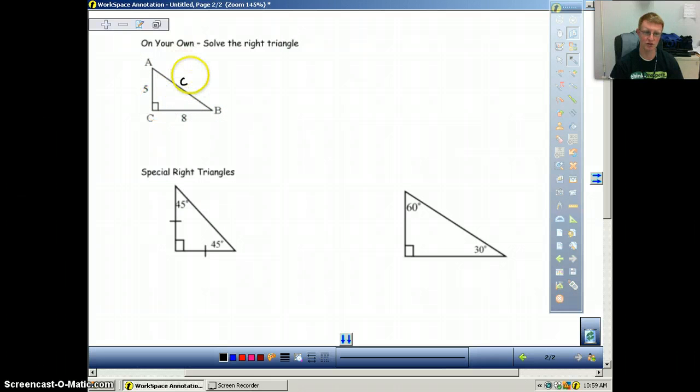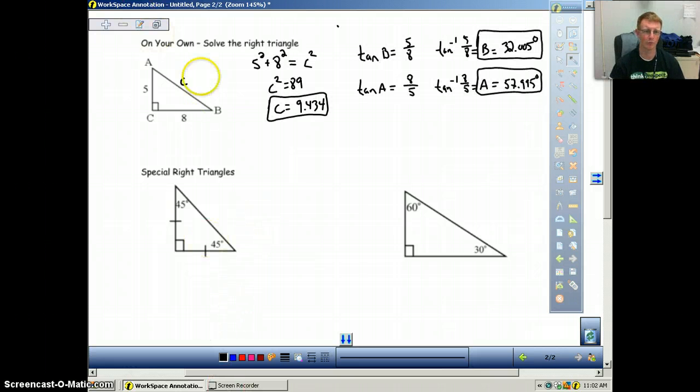To find C should be pretty easy, and then you can figure out what your angle A and B is by doing what we just did. So you're going to do this on your own, and make sure that you try this and answer the question. So hopefully going through this, the first thing you do is the Pythagorean theorem to figure out what your C is. So you get 9.434.